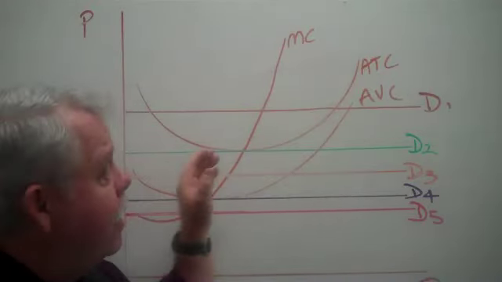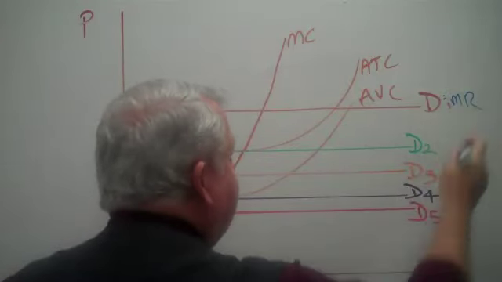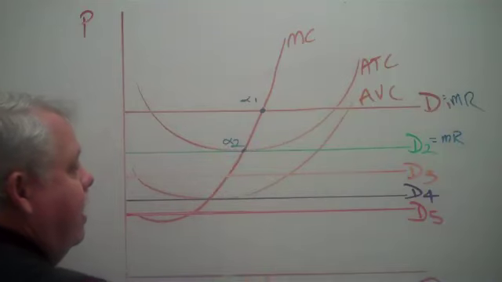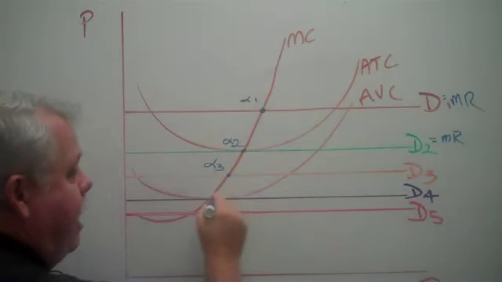The first thing I want to do is for each one of these demand curves, I want to identify point alpha, the profit maximizing or loss minimizing point where marginal revenue equals marginal cost. So, since each of these is a flat demand curve, it's the same as the marginal revenue curve. So, alpha for demand curve number 1 is here. Alpha for demand curve number 2 is here. Alpha for demand curve number 3 is here. Alpha for demand curve number 4 is here. And alpha for demand curve number 5 is here. Okay?